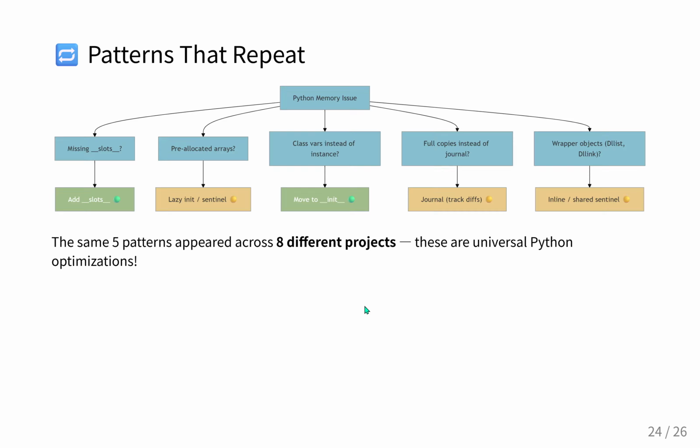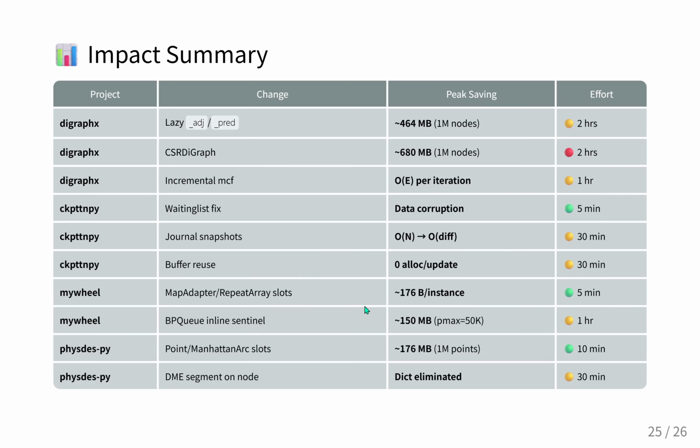Whether you surgically eliminate them using slots for a quick 5-minute win, whether you flatten them into rigid CSR arrays for a 40x reduction, whether you defer their creation through lazy initialization to save import costs, or bypass them entirely using diff-based journals, targeting dictionary overhead is the single biggest lever you can pull.